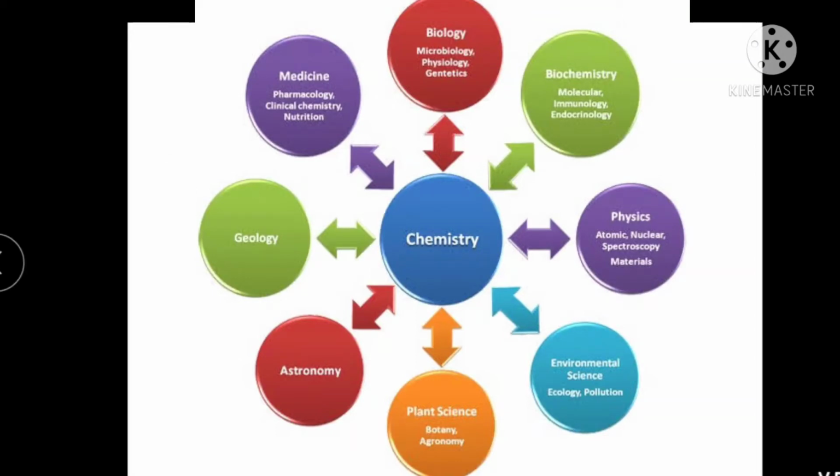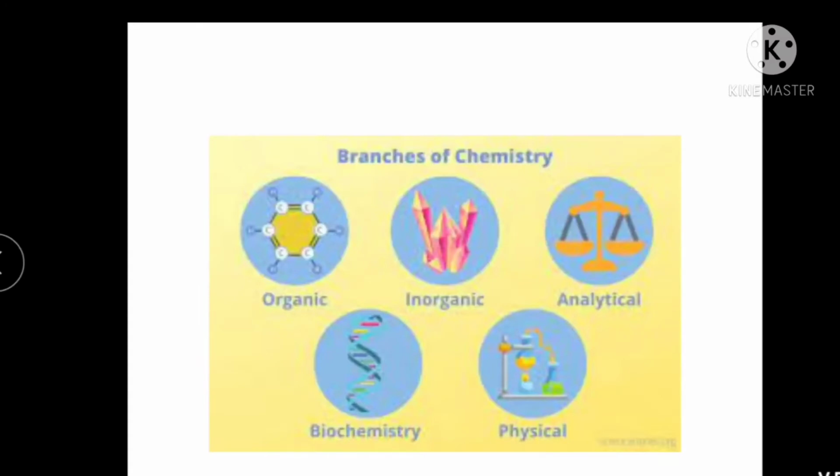The primary branches of chemistry are organic chemistry, inorganic chemistry, analytical chemistry, biochemistry, physical chemistry. What is organic chemistry? This branch of chemistry deals with the study of carbon compounds, especially hydrocarbons and their derivatives. And inorganic chemistry, this branch deals with the study of compounds of all other elements except carbon.